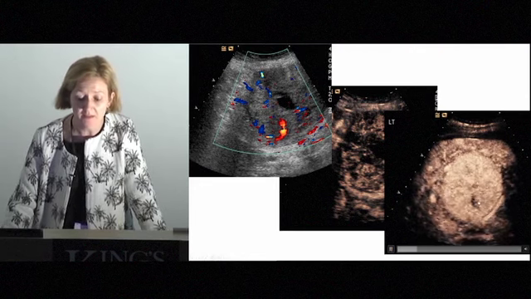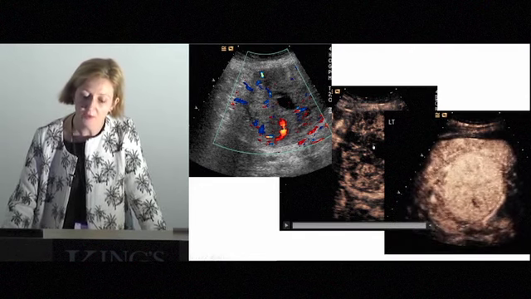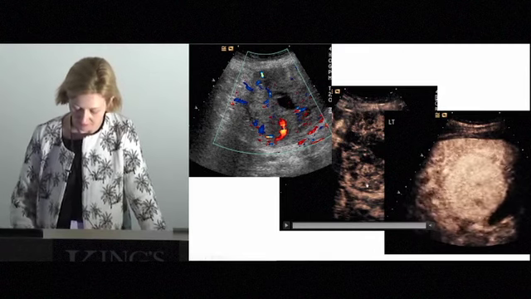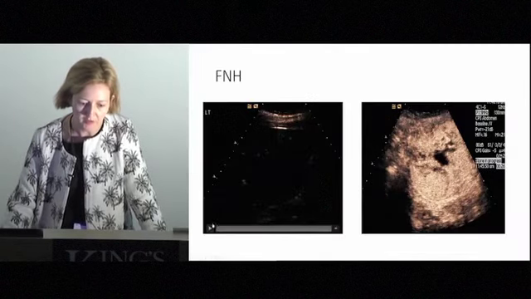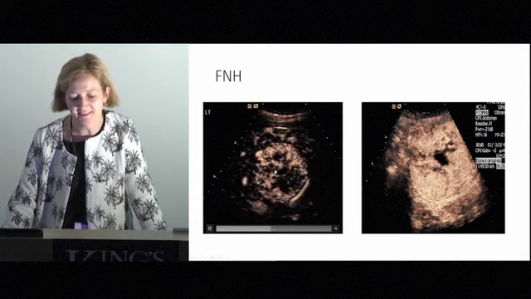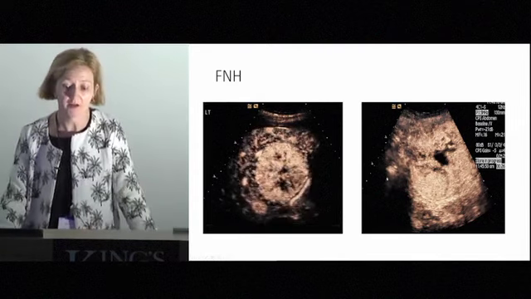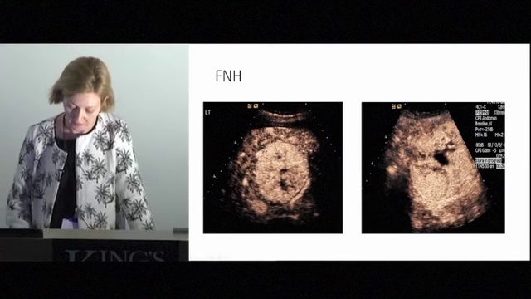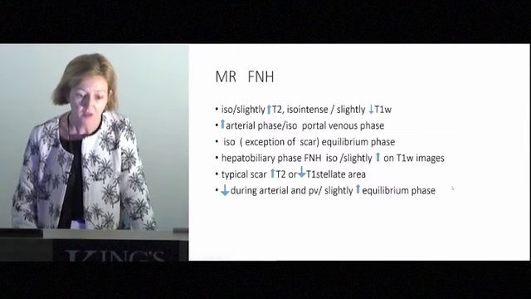Again, we think this, because it has a scar and because it has the spoke wheel enhancement, is likely to be an FNH. And then I just threw in another FNH because I couldn't resist. So you can see this is a nice spoke wheel enhancement characteristic, holding on to the contrast, and the scar, so most likely an FNH.